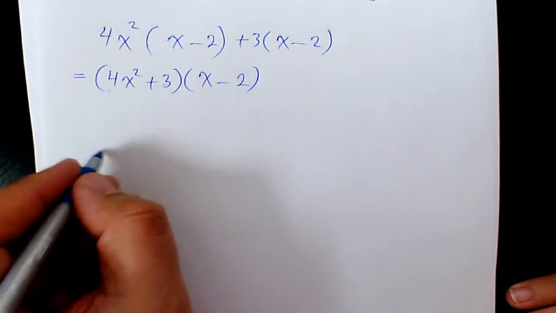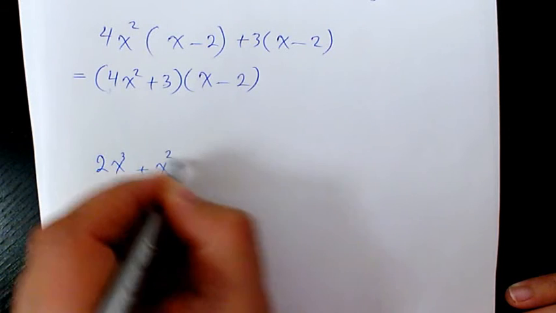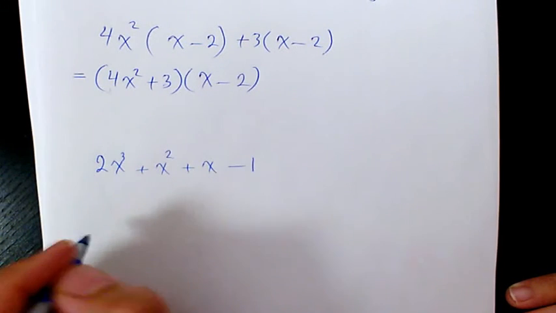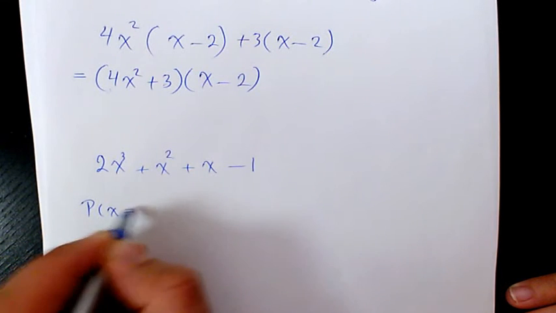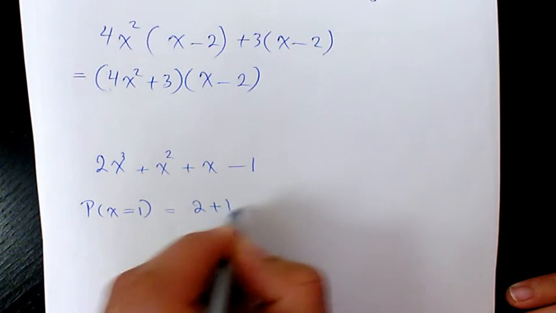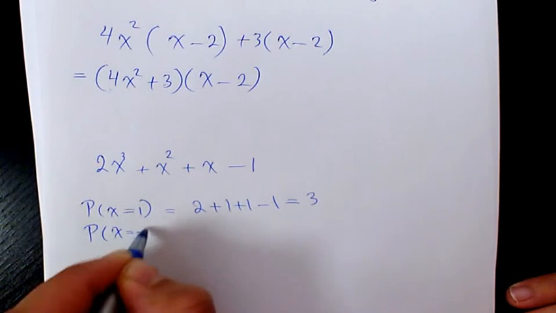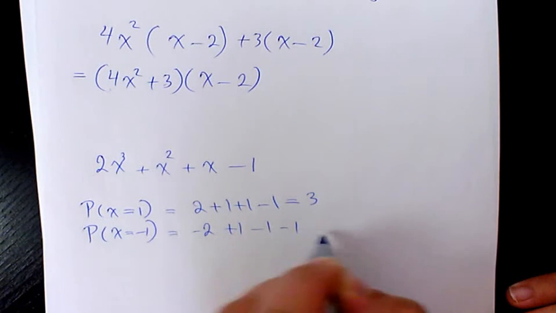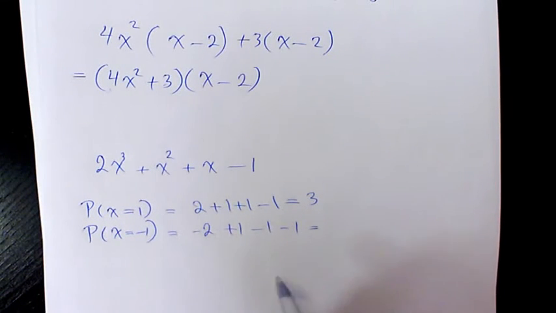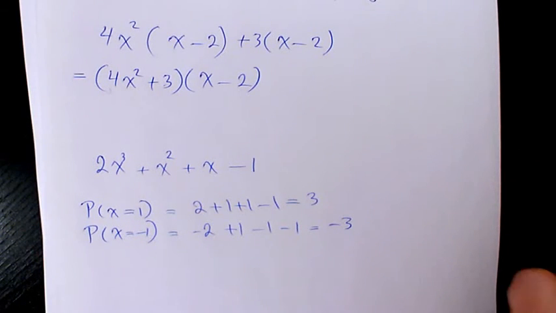Next example, 2x cubed plus x squared plus x minus 1. So in this case, if you make x equal to 1, it's going to be 2 plus 1 plus 1 minus 1, which is going to be 3. If x is negative 1, it's going to be negative 2 plus 1, negative 1, minus 1. That's going to be negative 3. Let's check the other numbers.